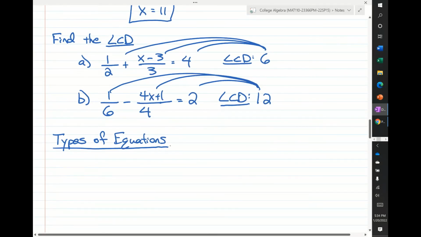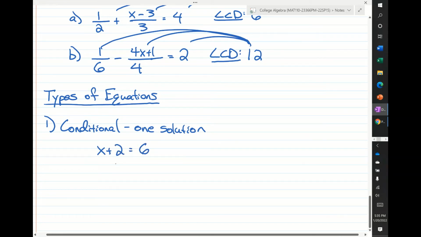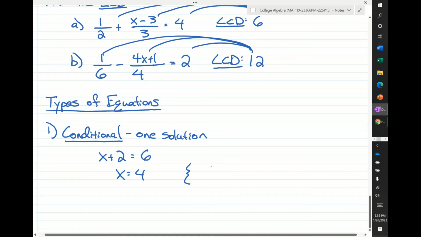There are 3 types. The first type of equation is a normal equation that we've been doing so far. Conditional just means that there's one solution. This is what a typical equation looks like. For example, if you had x plus 2 is equal to 6, x equals 4, that's a normal equation. The answer is 4. You would write the answer with these brackets, you would just put a 4.